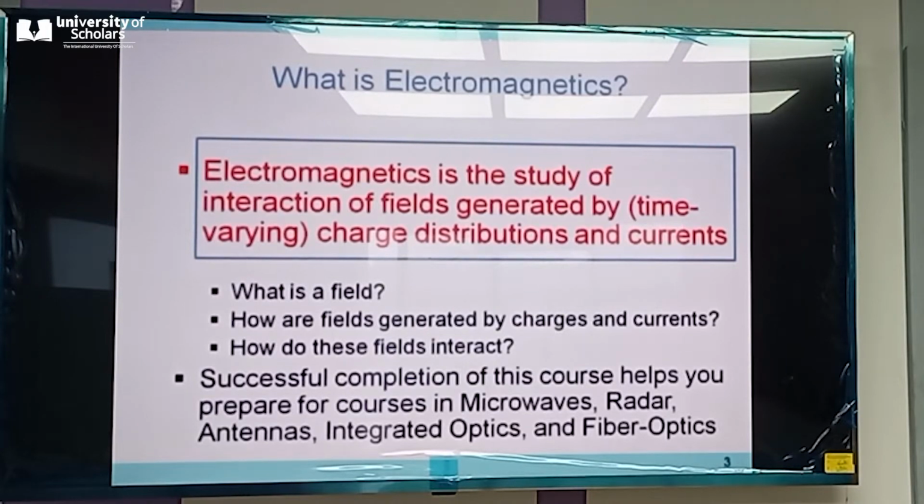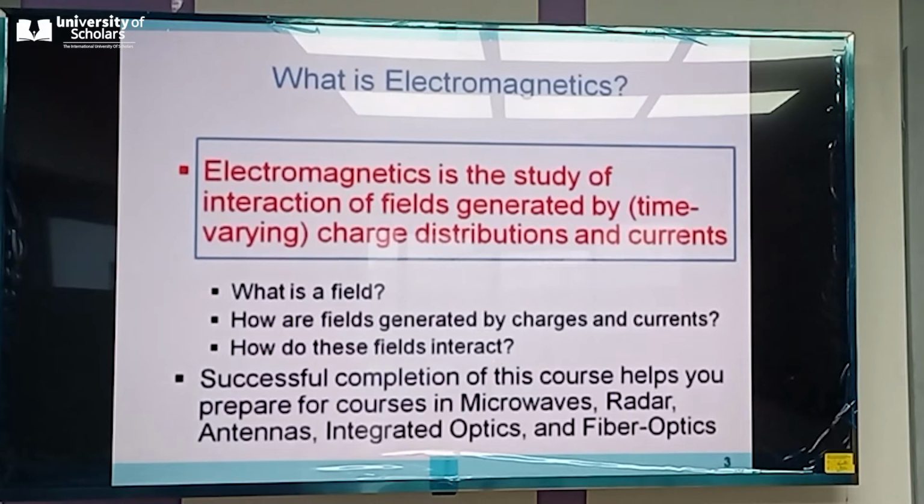The reason we are looking at electromagnetics is that if you complete this course successfully, this is the foundational course for your advanced courses, such as microwaves, radars, antennas, integrated optics, and of course fiber optics as well. So without further ado, let us warm up to electromagnetic theory.